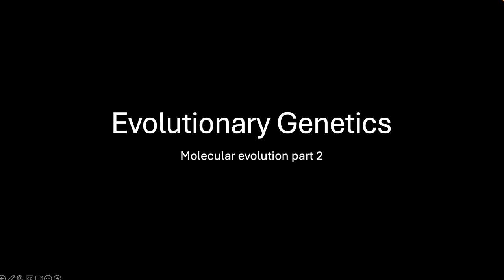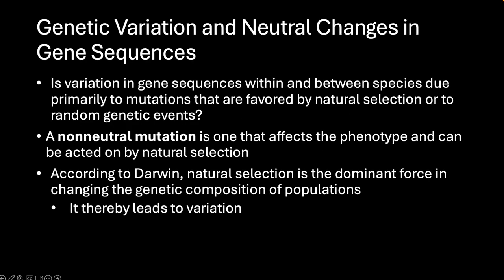This video will continue our discussion of molecular evolution. When considering evolution at the molecular level, a common question that is asked is whether variation in gene sequences is due to mutations favored by natural selection or just random genetic events. Mutations that are favored by natural selection are non-neutral, meaning they affect the phenotype of the organism and are acted upon by natural selection. According to Darwin, this is the dominant force in changing the composition of populations and leads to the variation in life that we observe.